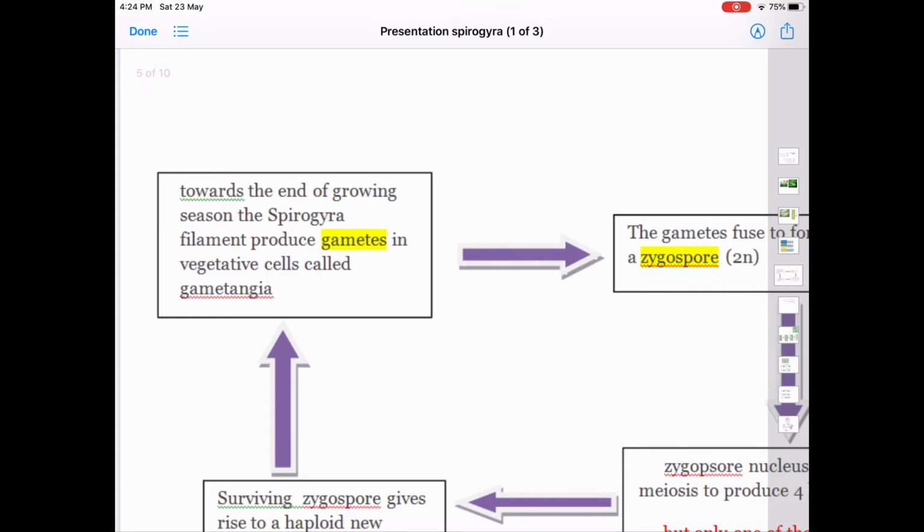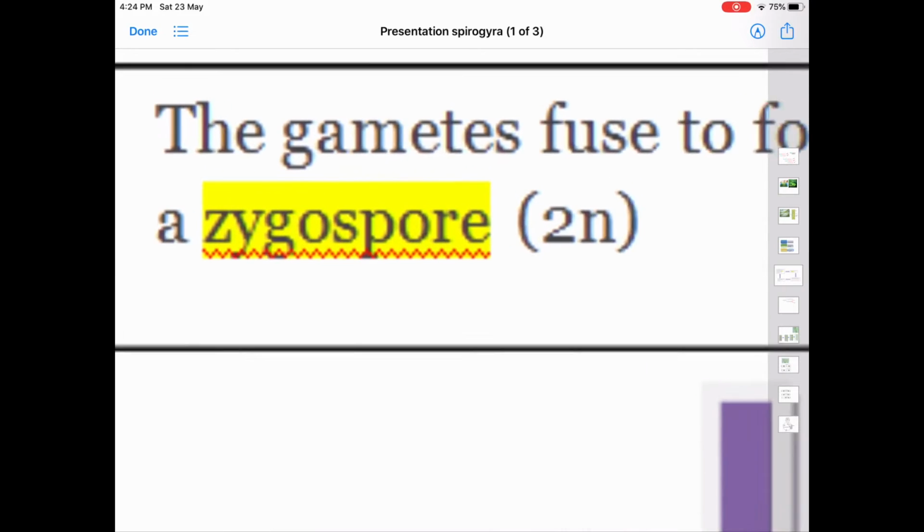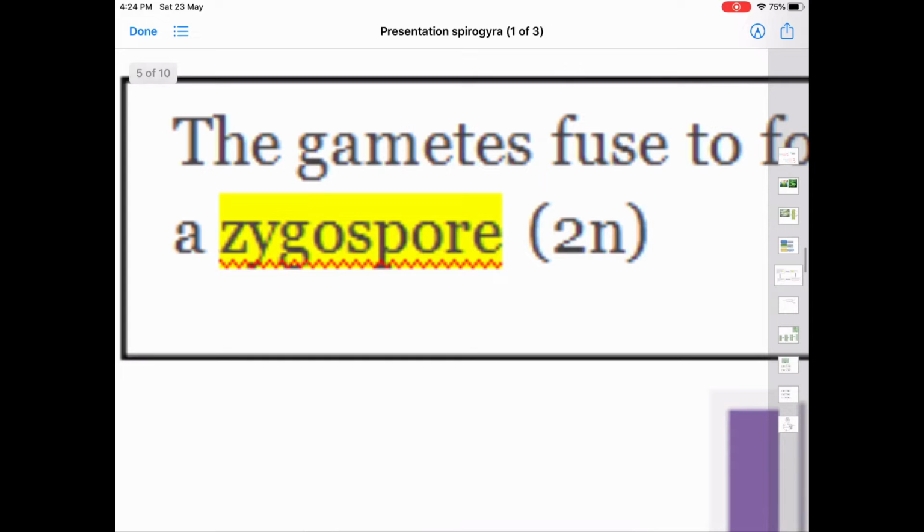Now, the two gametes fuse forming a zygote. The Spirogyra is a haploid member, so the gamete will also be a haploid. When two haploid gametes are fusing, a diploid zygote is produced. When zygote produces a thick wall around it, it is now known as the zygospore.